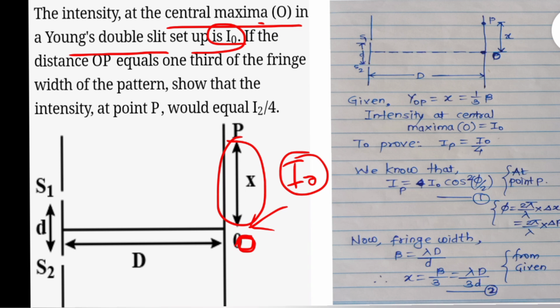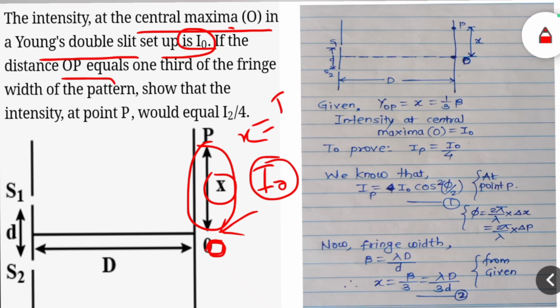Now we have not been given whether it is a minima or maxima, but we know that fringe width remains the same for both dark fringe and bright fringe. So there is no need to know whether P is for maxima or minima. Now the distance OP, this x, is 1/3 of the fringe width. We denote the fringe width as beta, so it will be beta by 3.